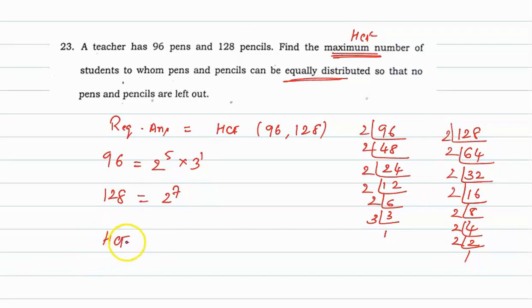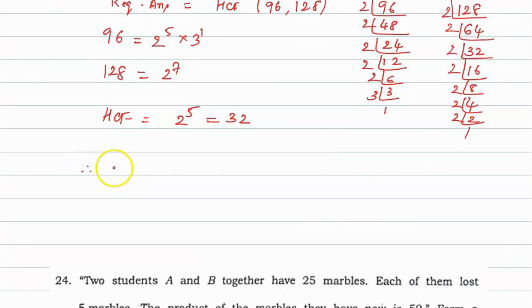Therefore HCF is equal to the common factor with least power, that is 2 to the power 5 is equal to 32. So what is the maximum number of students? Maximum number of students is 32. That is the required answer for this question.